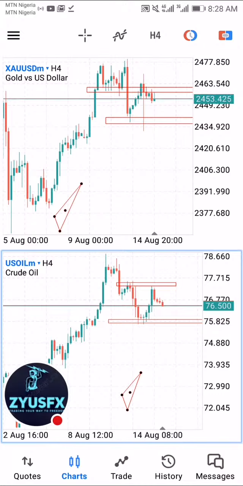In probability, meaning if I take 3 to 4 trades a day, how many am I going to win? How many am I going to lose? And what is the risk management? What is the risk to reward?